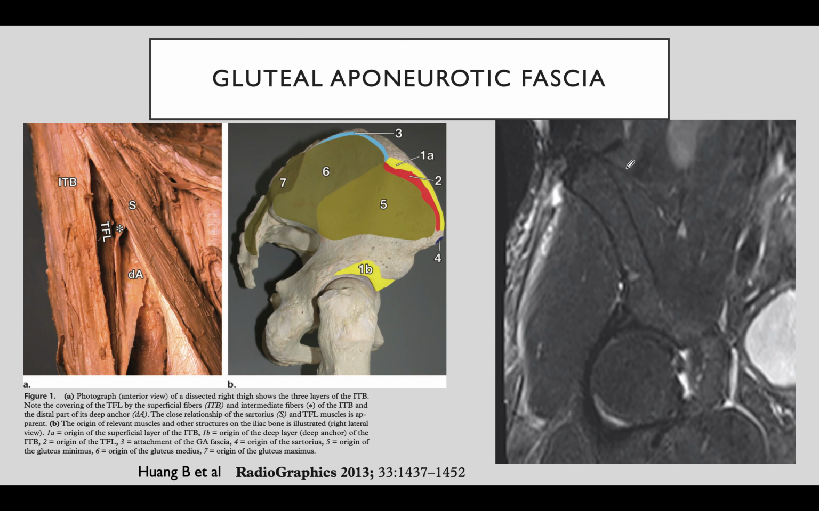Another area that is becoming increasingly of concern is the gluteal aponeurotic fascia, which attaches along the iliac crest, and one may see small acute tears or larger tears that are from trauma or degeneration in this area. So the gluteal aponeurotic fascia is becoming an increased cause and concern for pain in the acute and chronic settings.